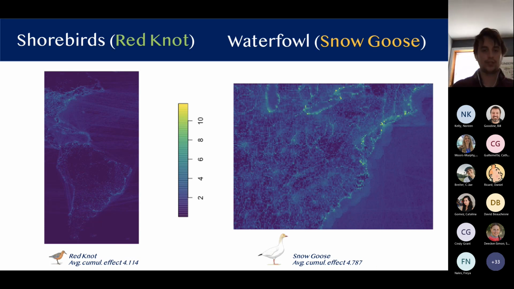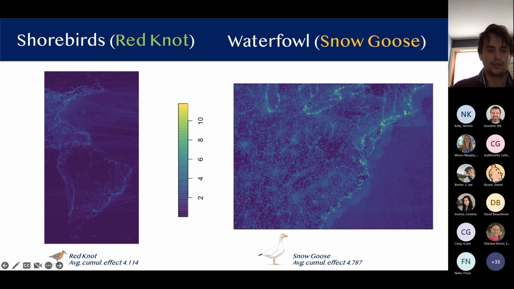Now, looking at these two species specifically, we were able to calculate the average cumulative effect of these 16 drivers on their populations. In terms of this scale, they are quite similar, 4.1 and 4.7, which is kind of expected. Obviously, these birds have such similar ranges that we can anticipate they are probably exposed to the same drivers.